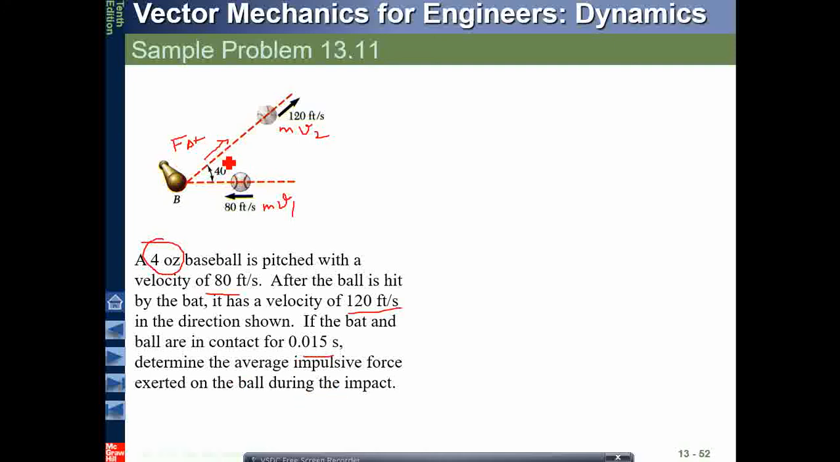Determine the impulsive force exerted on the ball during the impact. The equation is already made. You just have to put in the values and obtain the impulsive force. But first it's important that you make an FBD, or free body diagram, because this will have certain components. We will be dealing with this in terms of components.